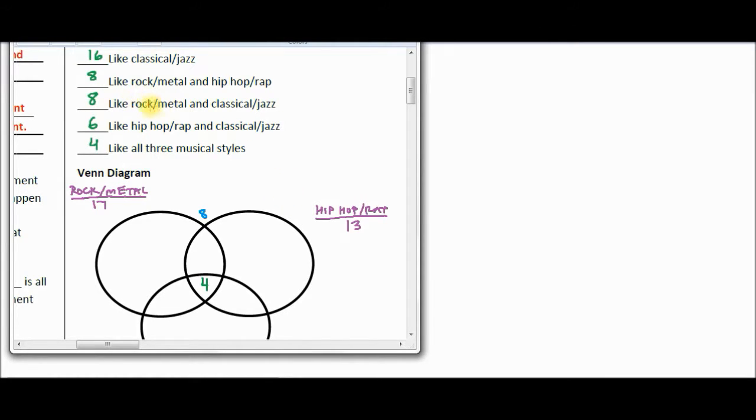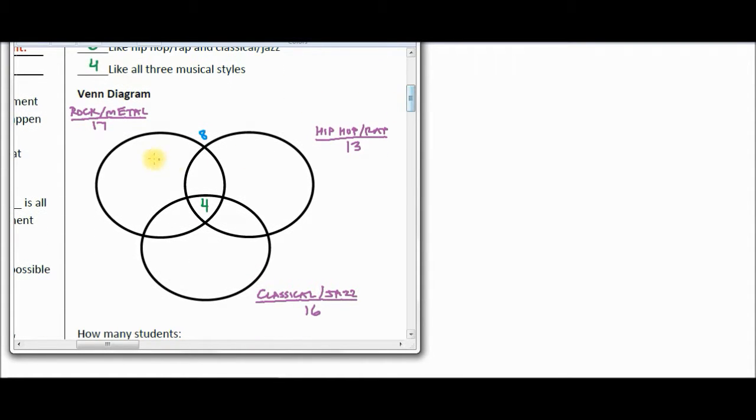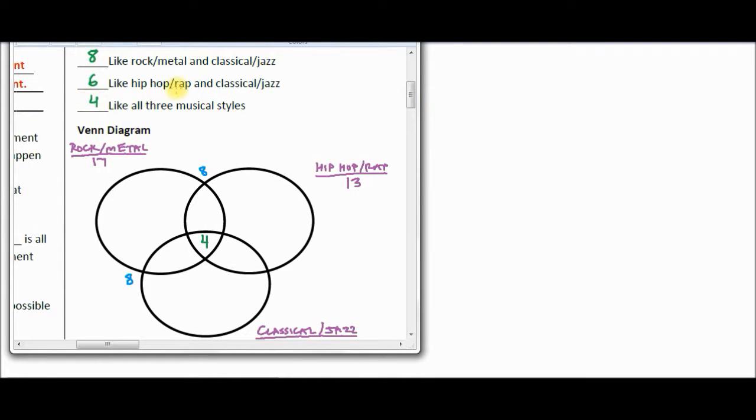Take a look at the next overlap. Rock metal and classical jazz. 8 people there. Here's rock metal. Here's classical jazz. Put an 8 right there. And then the last overlap category, hip hop and classical jazz, which is between these two circles. That one is a 6.